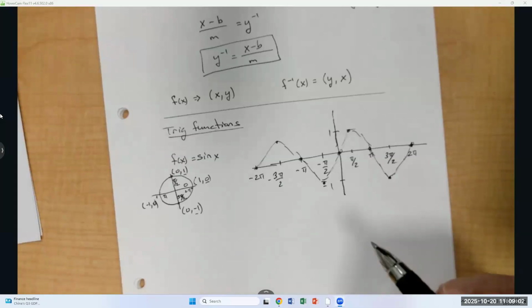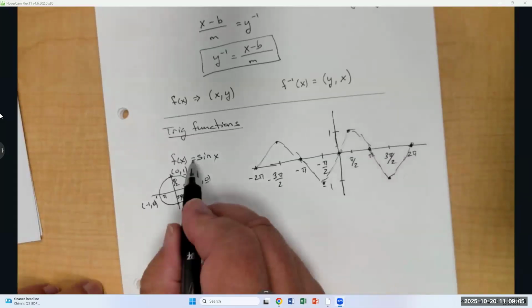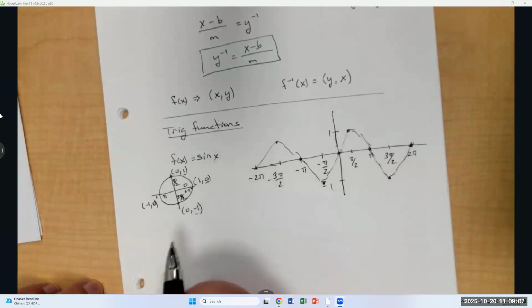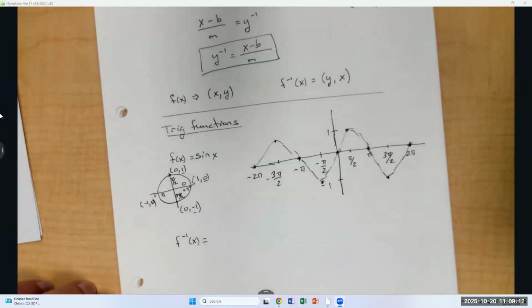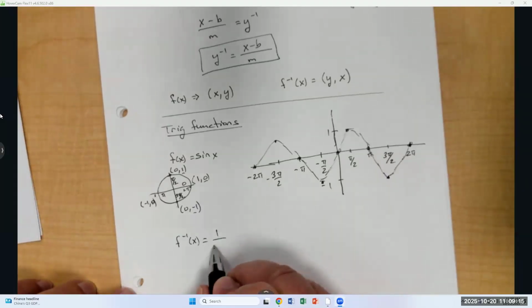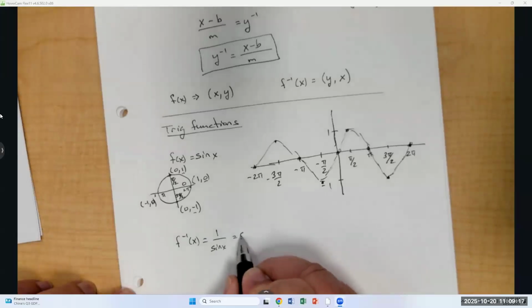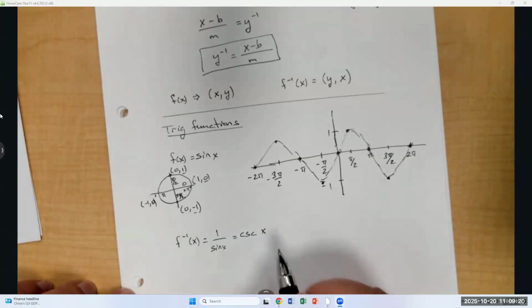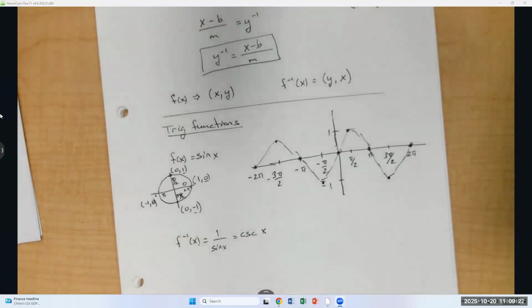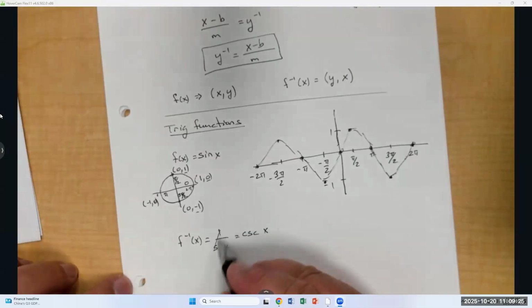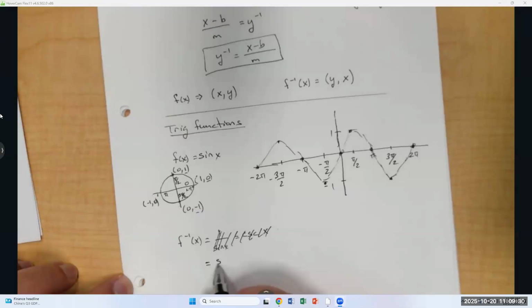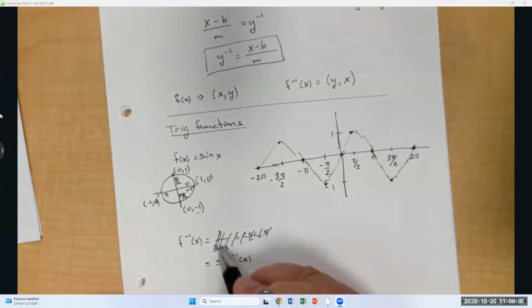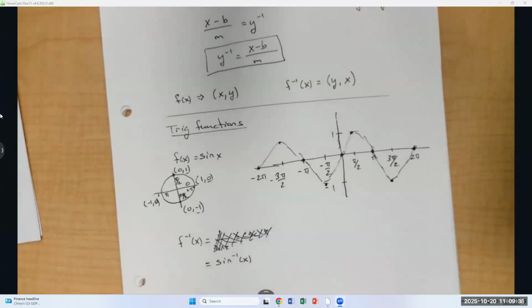Now, what's the inverse? What's the opposite of sine? It would be 1 over sine, which would be cosecant of x. That's the reciprocal. I'm sorry, I'm getting ahead of myself. So the inverse of sine, don't worry about that. The inverse of sine.